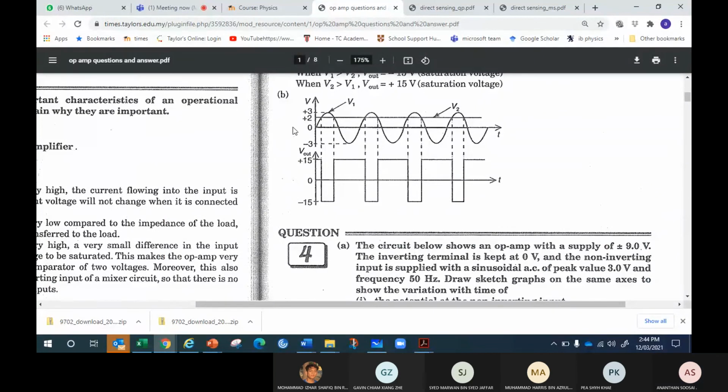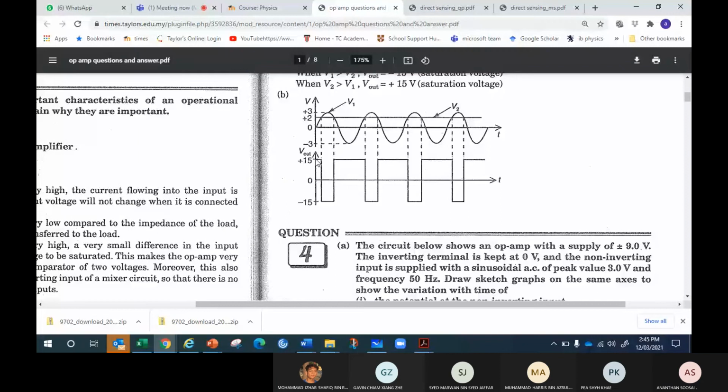See, the negative input is a 3 volt sinusoidal, and the positive was 2 volt. The op-amp is going to saturate either at positive 15 or negative 15, depending on who's the winner. In the first region, the positive 2 is greater than the sine graph. So the positive input is greater than the negative input, and the output is going to be positive. The first region becomes positive 15.